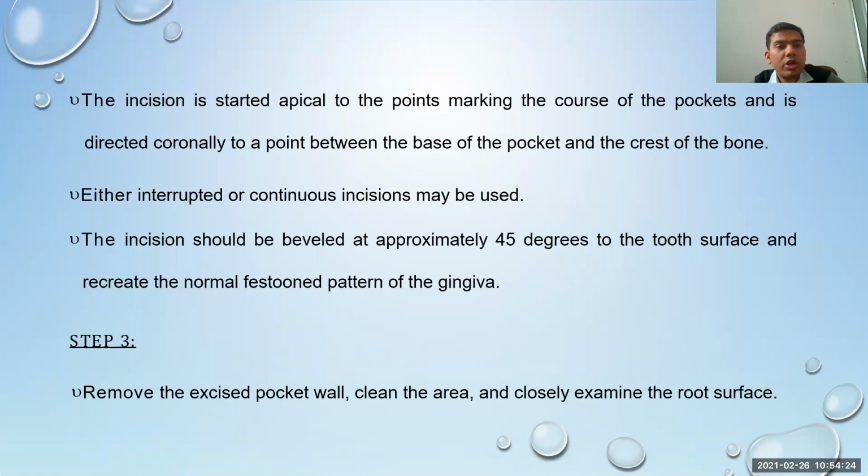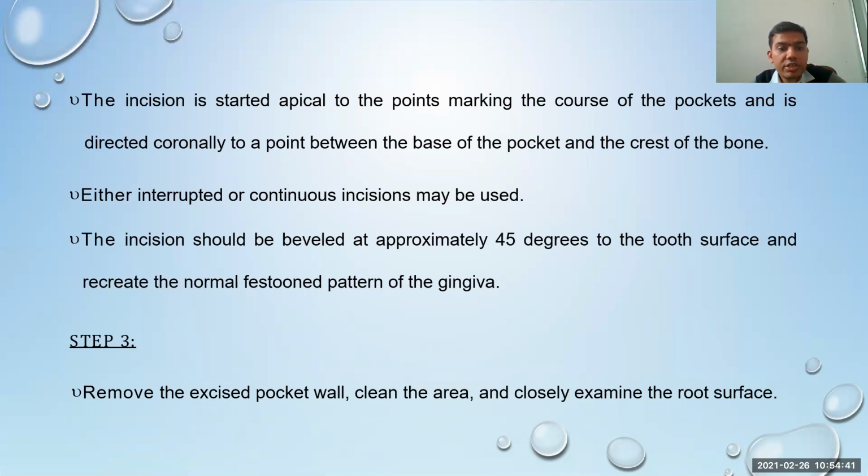Second, either interrupted or continuous incisions may be used. The incision should be beveled at approximately 45 degrees to the tooth surface and recreate the normal festoon pattern of gingiva. A thin scalloped festoon pattern of gingiva should be achieved.